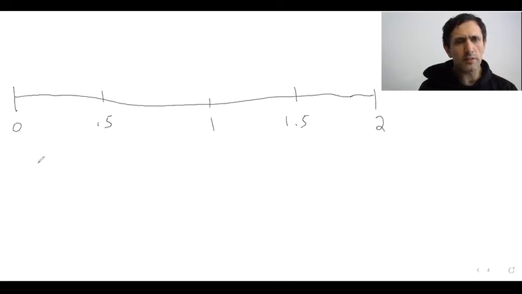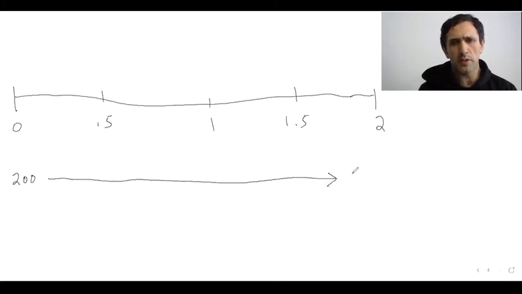Okay, so really this is the same kind of idea here. My initial deposit is 200. I'll go a little quicker here. That accrues 2 years of interest at 8% per year, so 1.08 squared.